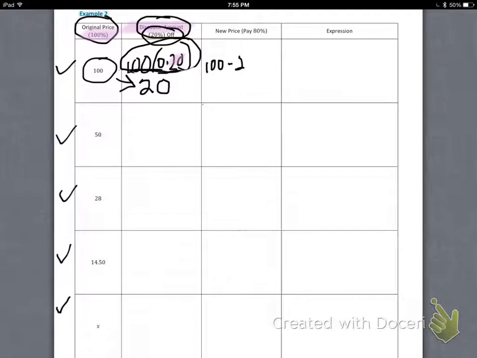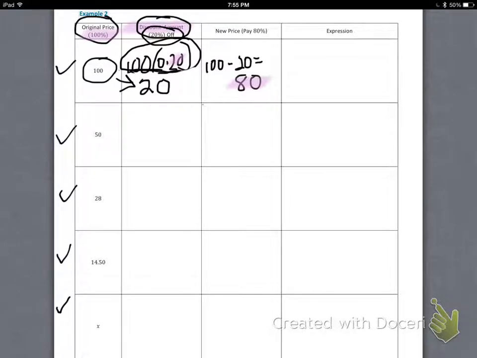Minus 20 equals 80. Okay, so that is our new price. Our new price is $80, because that represents a $20 discount off of $100. Now the expression, and here's what they're trying to cut to, the expression.